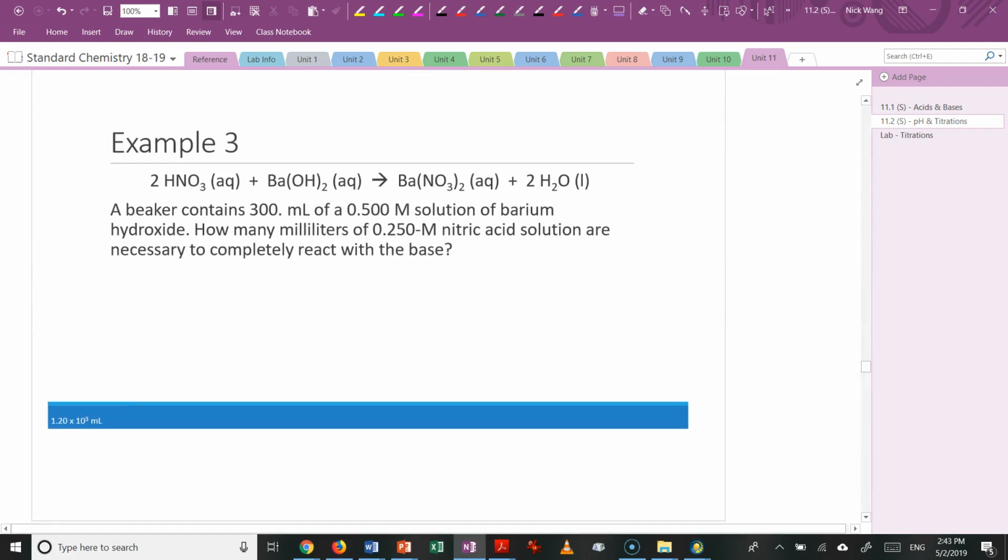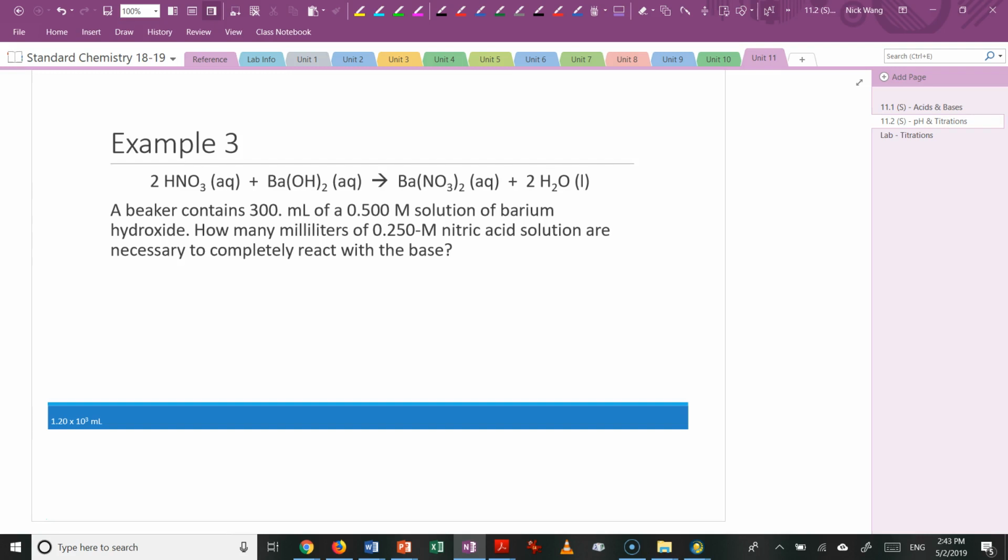All right. Here's the last one. By the way, this is the exact same reaction equation as before. A beaker contains 300 milliliters of a 0.500 molar solution of barium hydroxide. How many milliliters of that solution of nitric acid are necessary to react with the base?